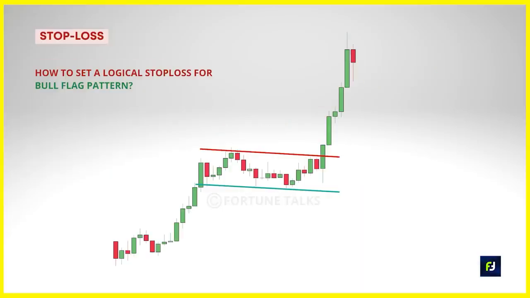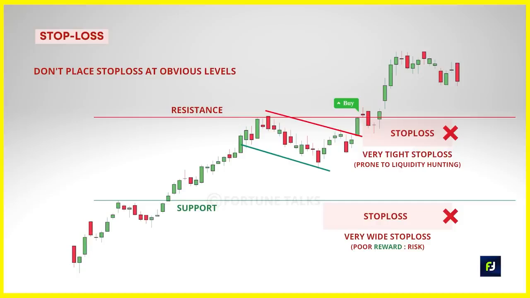Let us now focus on the criteria for setting stop losses. How do you set your stop loss when trading the bull flag pattern? You don't want to set your stop loss at obvious levels like supports and resistances, swing highs or lows, etc. And why is that? Because you can get your stop loss hit easily. It is as obvious a level to you as it is for others, including the smart money.